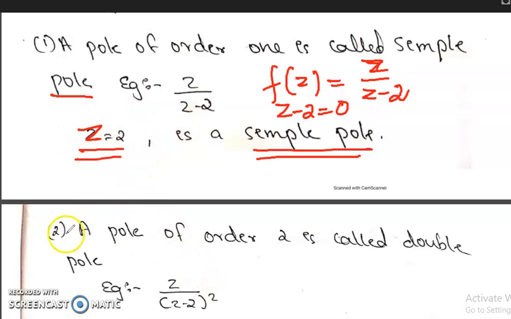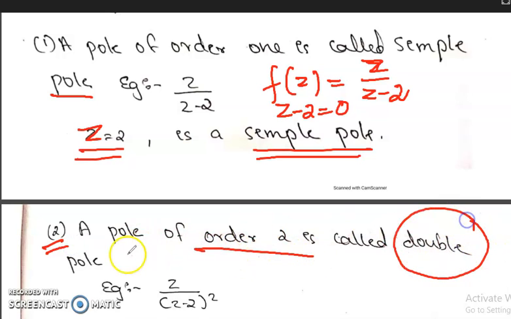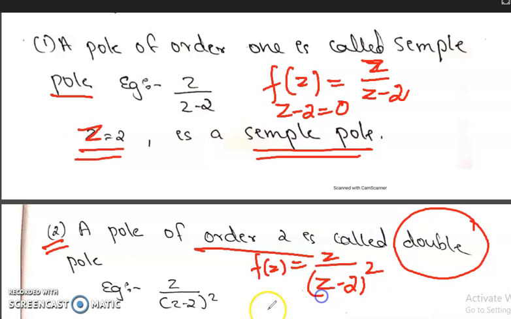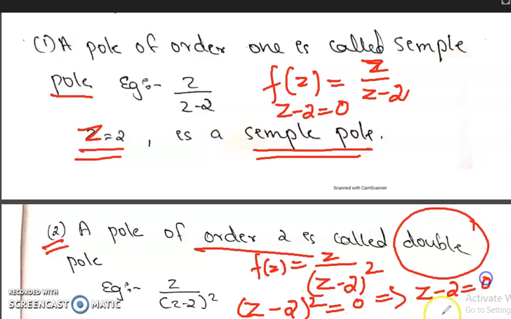So, when you come to the second example, a pole of order 2 is called a double pole. Here also let us equate the denominator of the given function f(z) = z/(z - 2)^2 to 0. (z - 2)^2 = 0. This implies z - 2 = 0, z = 2, 2 times.